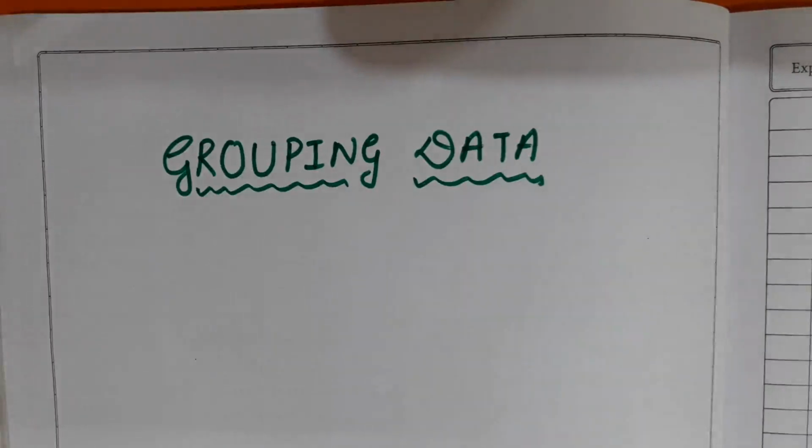For example, in your class 40 students are there. They have given a maths exam, and all have scored different marks. Roll number 1 has scored 20 marks, roll number 2 has scored 30 marks, roll number 4 has scored something like 35. In this way scattered data is there, but lots of data is there.